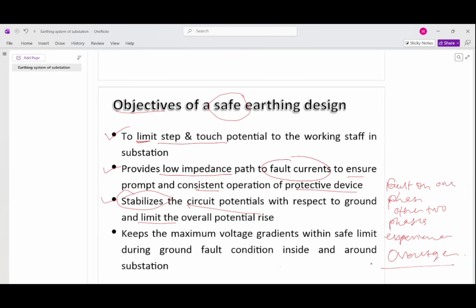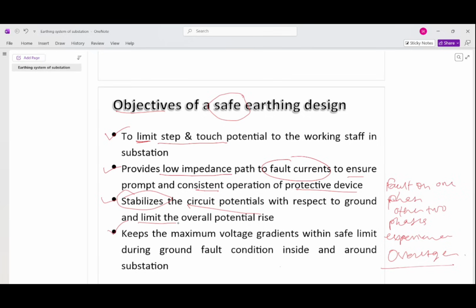So this overvoltage is also dangerous for the electrical power system. It will create overvoltages and stresses on the insulation levels. So there may be chances of bursting the equipment and damaging other equipment.